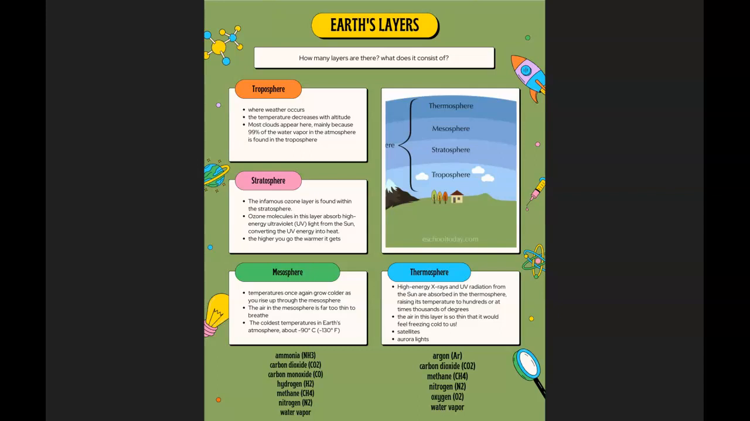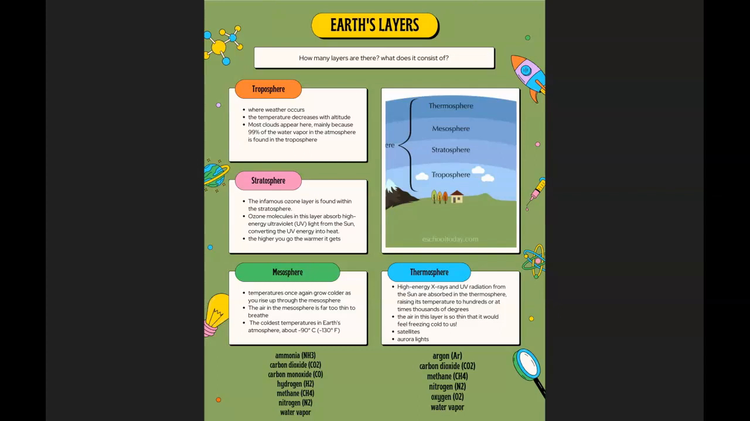Next one is the stratosphere. It is one above. It is where the infamous, as we know, ozone layer is found. The ozone molecules in this layer absorb high energy ultraviolet light from the sun, and it converts the energy into heat. The higher you go, the warmer it gets.